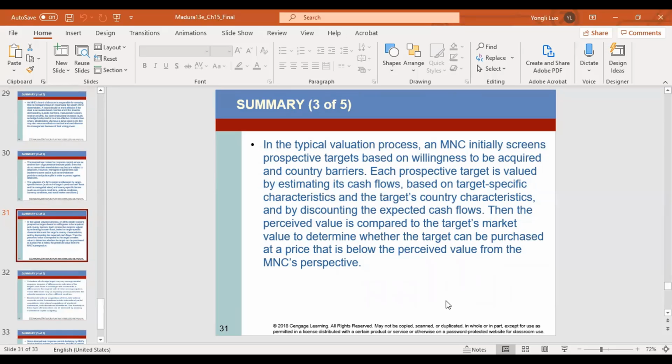Each prospective target is valued by establishing its cash flow based on target-specific characteristics and the target country characteristics, and by discounting the expected cash flows. Then the perceived value is compared to the target's market value to determine whether the target can be purchased at a price that is below the perceived value from the MNC's perspective.